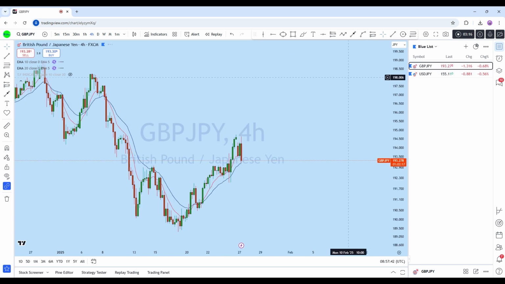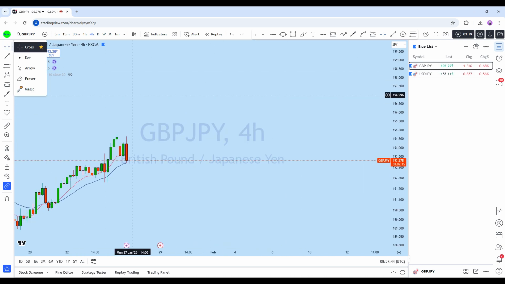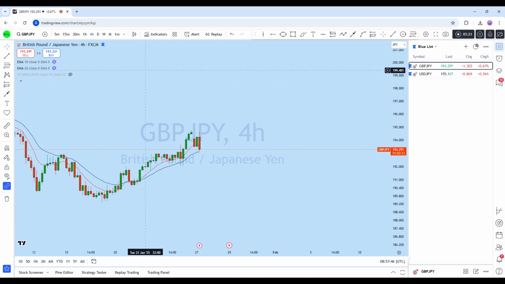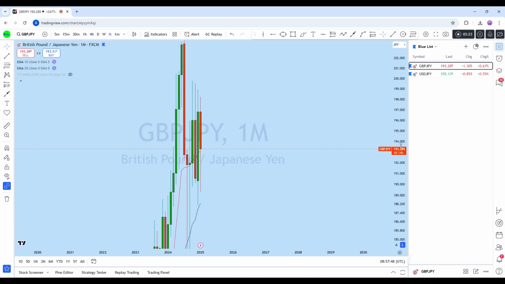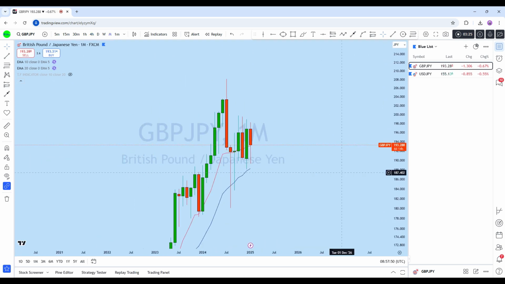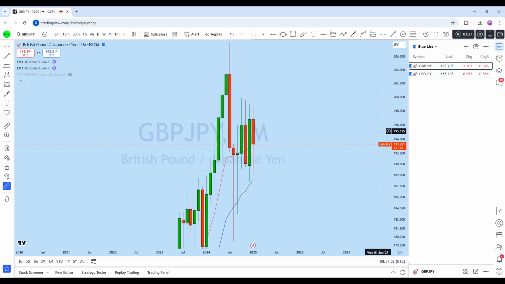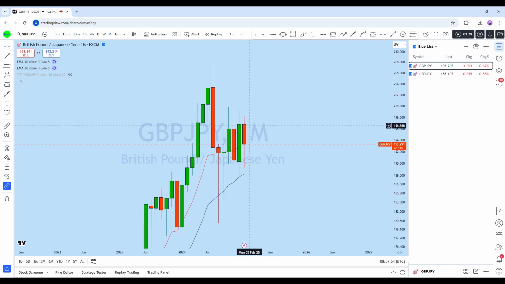Now let's look at GBP JPY to see what kind of trading opportunity we have, looking at the monthly chart again to see the overall picture. As expected in our weekly forex forecast as well, GBP JPY, after this retest of the monthly resistance, started to drop. If we look closely, this is almost the end of the month.